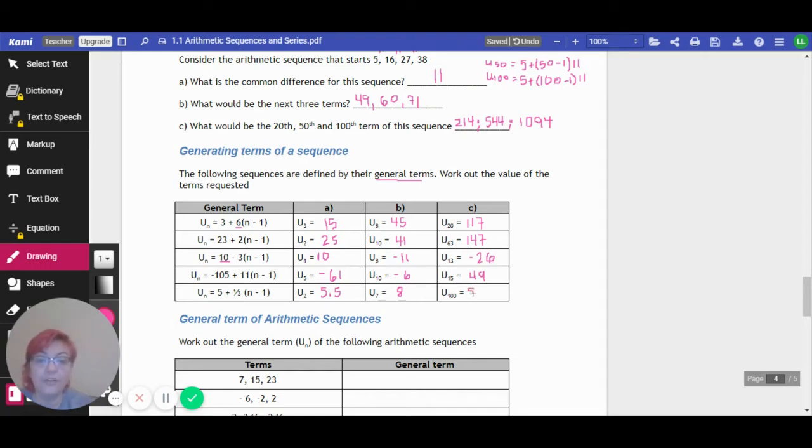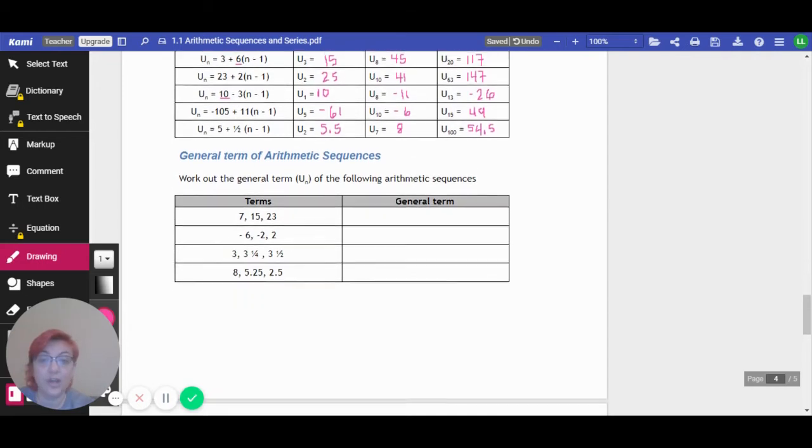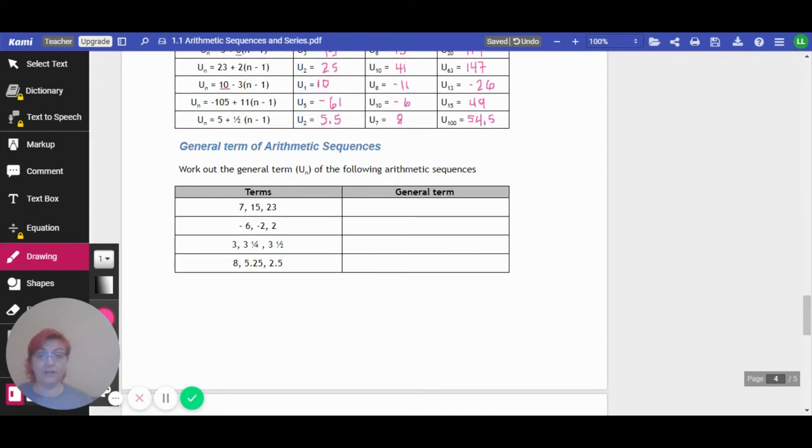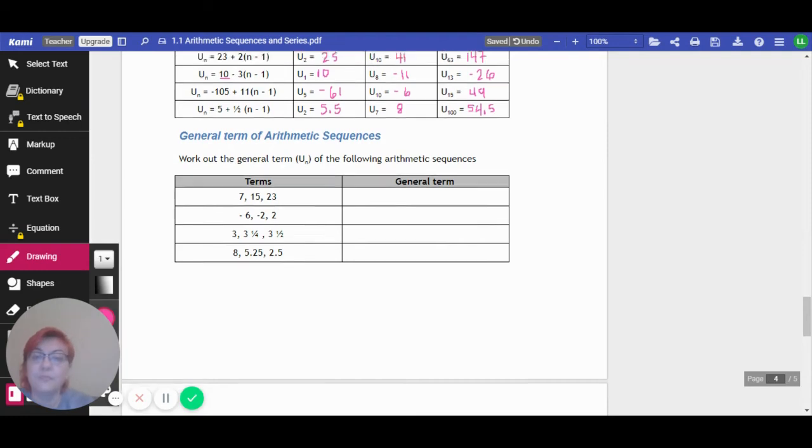54.5, or 54 and 1/2, is the 100th term in this sequence. All right, that was using the general term to find different values based on the term requested. Next, we're going to be working out the general term based on the first 3 terms in the sequence.